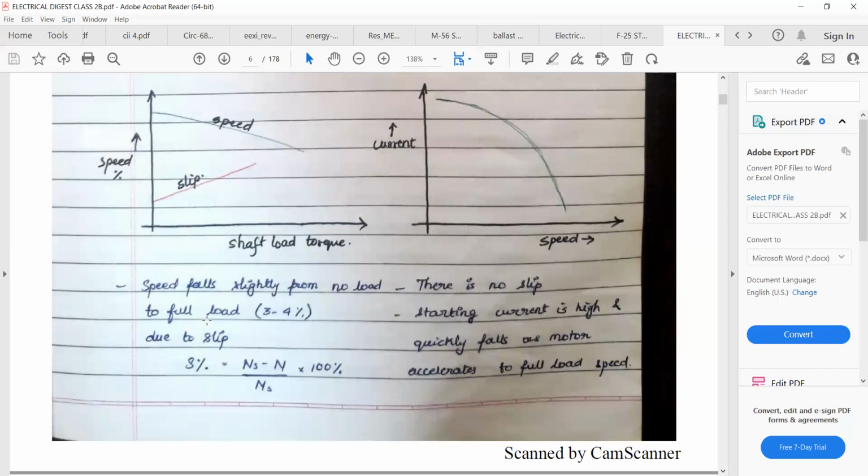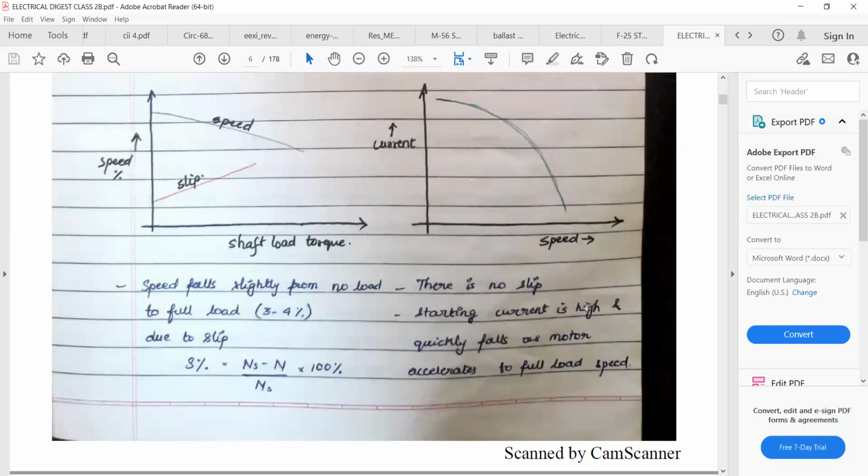So how much is the drop in the speed? If your motor is running at no load, the speed is maximum. But if you run at full load, the speed will be reduced by 3 to 4%. And this slip is given as (Ns minus N) divided by Ns, multiplied by 100. Whereas when we talk about this kind of motor, there is no slip.